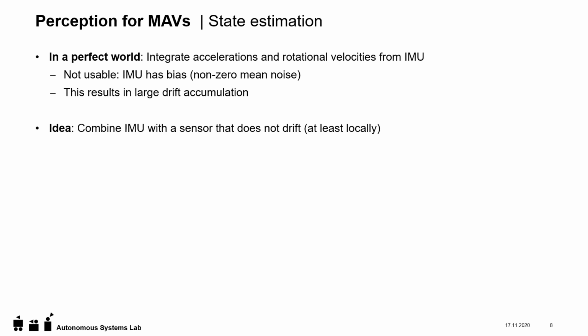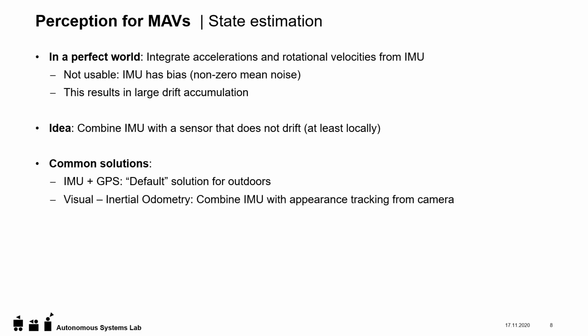So the main idea of state estimation on MAVs is to combine the IMU with a sensor that does not drift, at least does not drift locally. The reason why there still is an IMU is because we need the high frequency data of the IMU to obtain a smooth and high frequency state estimation. Common solutions of combinations with IMUs are IMU plus GPS. This is sort of the default solution for outdoor flying, and most commercial drones that are easily obtainable off the shelf use some sort of IMU and GPS fusion.